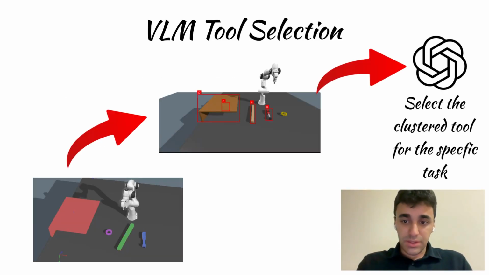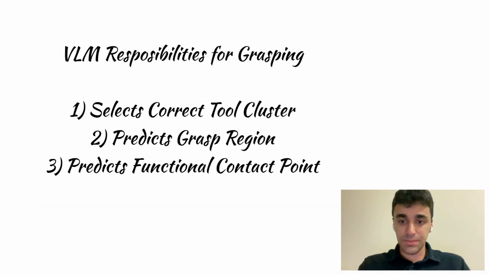After DBSCAN segmentation, each movable object in the scene is assigned a cluster label such as A, B, or C. We send the labeled RGB image to the VLM together with a short geometric summary of each cluster, including the centroid, extent, and elongation. This helps the VLM reason over object candidates instead of predicting coordinates freely on the whole image. The VLM has three main responsibilities.